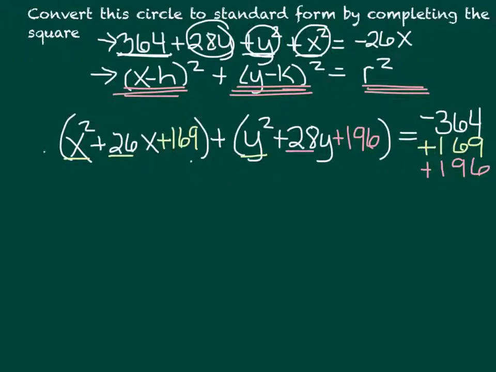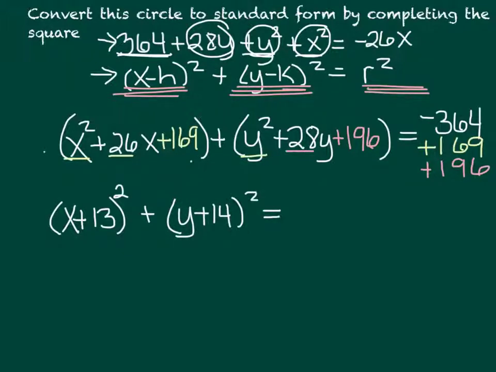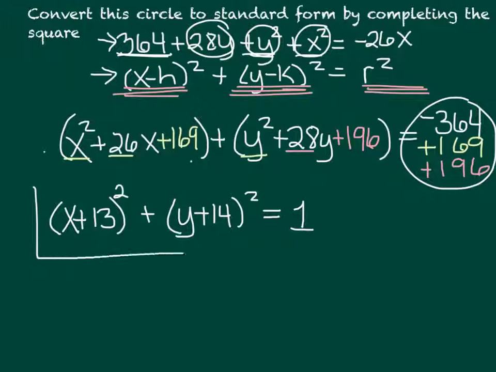So now we're going to factor. This group becomes x plus 13 all squared. Remember, that number 13 is just half of 26 and the square root of 169. And then factor y squared plus 28y plus 196, that's y plus 14 all squared, equals, and then when you do this math in your calculator, you get 1. So that's your circle in standard form.